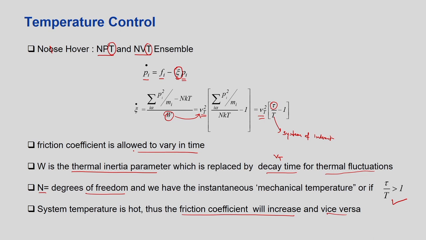So, it will sense the actual fluctuation tau and then try to modify this decay time. And this decay time modification means I am modifying the friction coefficient. This is the way temperature is controlled, and this is called the Nosé-Hoover method.